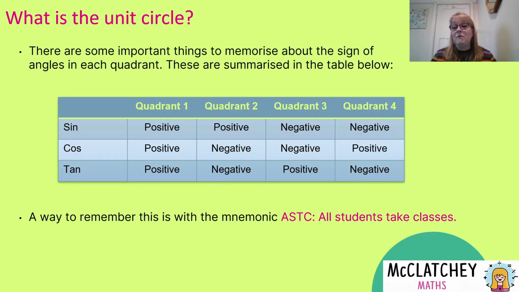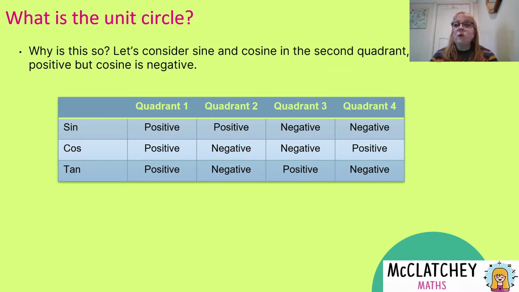So you just need to remember the mnemonic, and that helps you remember which ratio is going to be positive in which quadrant. Okay, so that's our first thing we have to memorize. So you might wonder, but why is that so? Why, for example, is cosine only positive in quadrant 4, or why is tan only positive in quadrant 3?